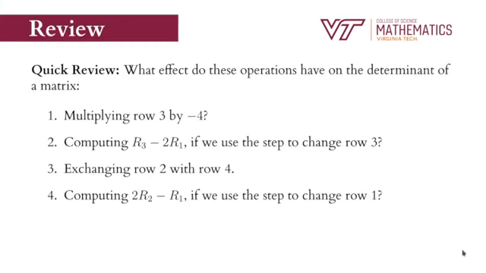So here's just a quick review. What effect do these operations have on the determinant of a matrix? You should be able to answer these questions based on what we did. If we multiply row 3 by -4, then what does that do to the determinant? It multiplies the determinant by -4 also.